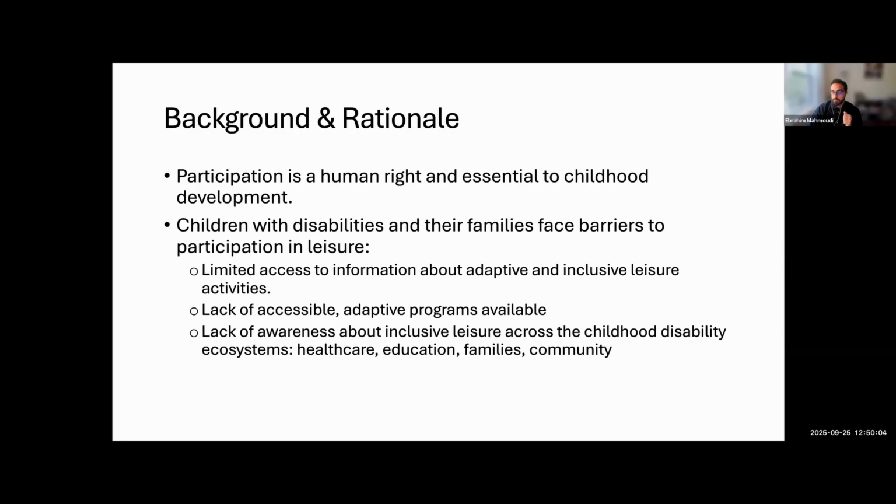So I wanted to start with a quick background, an introduction, like how the Jouer app was born. We all know that participation is a human right and is essential for childhood development, for improving their physical and mental health. But children and young persons with disabilities face numerous barriers to participate in leisure activities. One of the significant barriers is the lack of access to information about adaptive and inclusive leisure activity. For example, their parents don't know how to find the right information about leisure opportunities in their community.